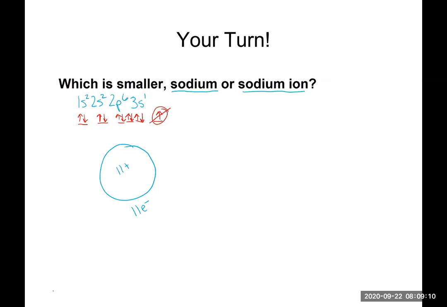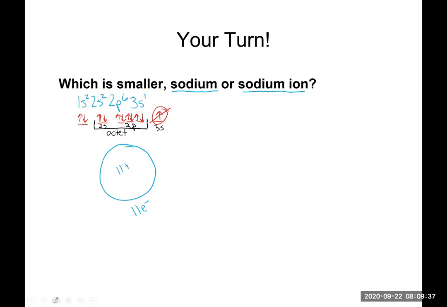When that happens, sodium, in its second shell, because this is 2s and this is 2p, and this was 3s, now has a perfect octet, 8 electrons.